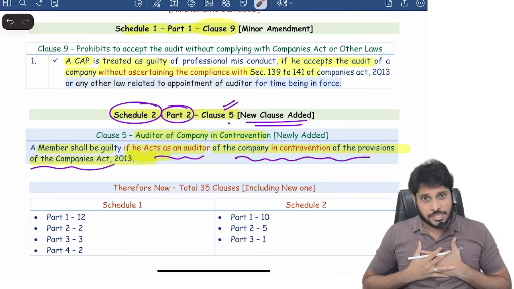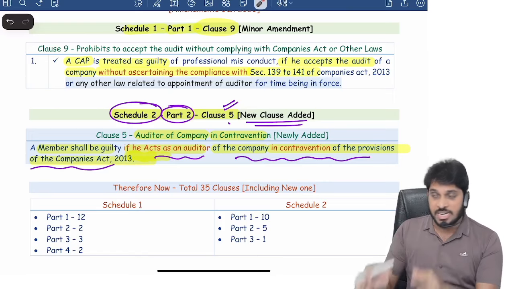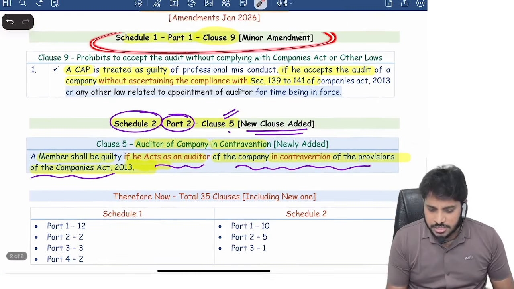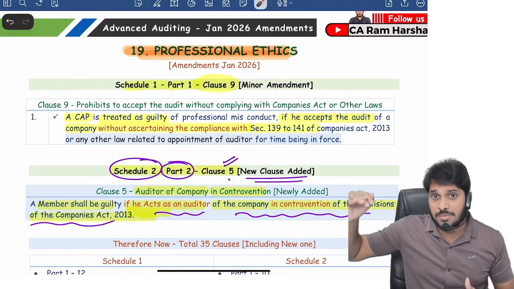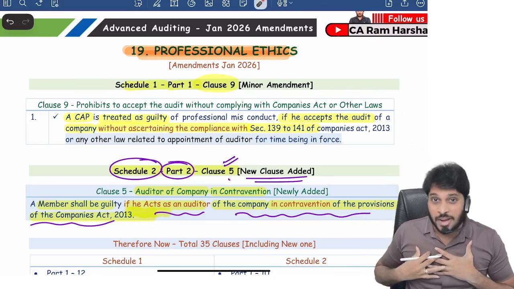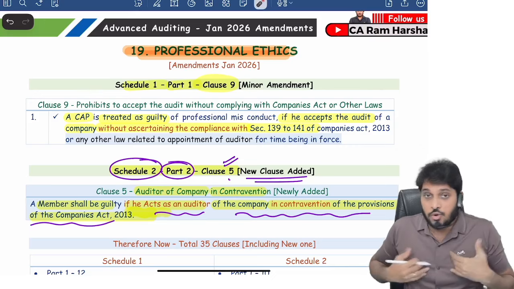Suppose I am an auditor. I accepted the audit of a company validly, after checking 139 and 140, meaning there is no non-compliance with clause number 9. No, not at all. I accepted validly. But after I was appointed as an auditor, one of my relatives, without my knowledge, purchased shares in the company for a face value exceeding 1 lakh. And I don't even know this.